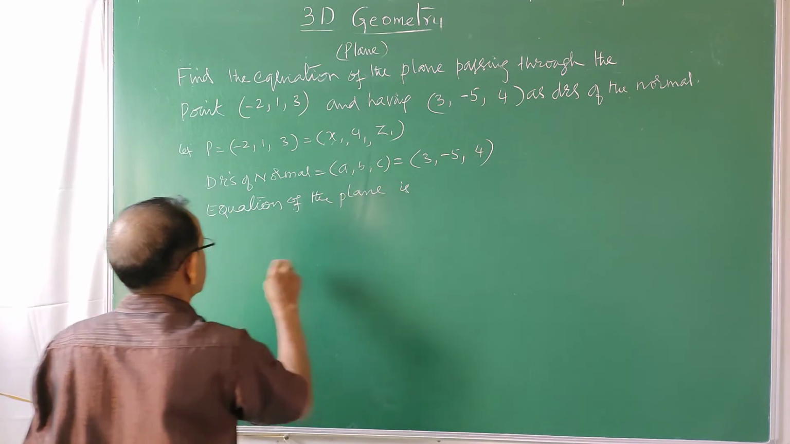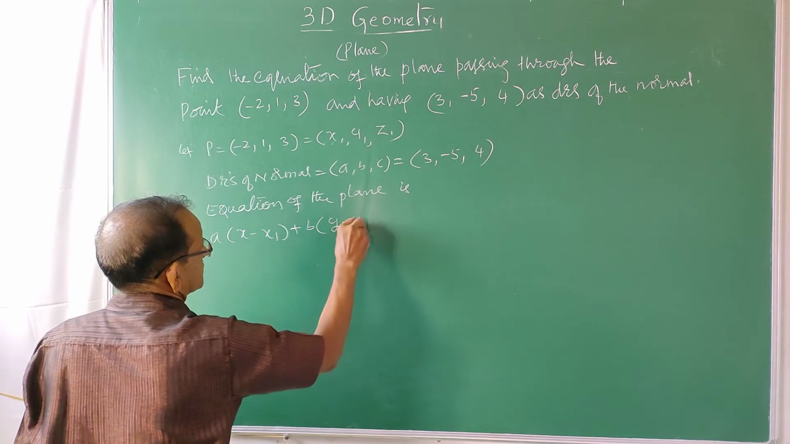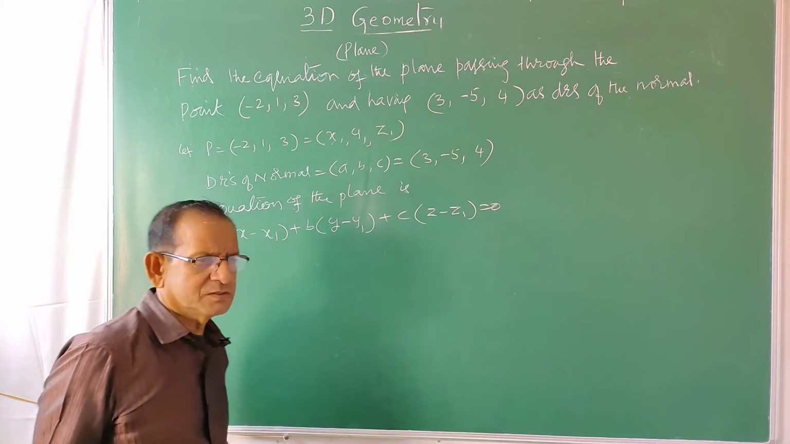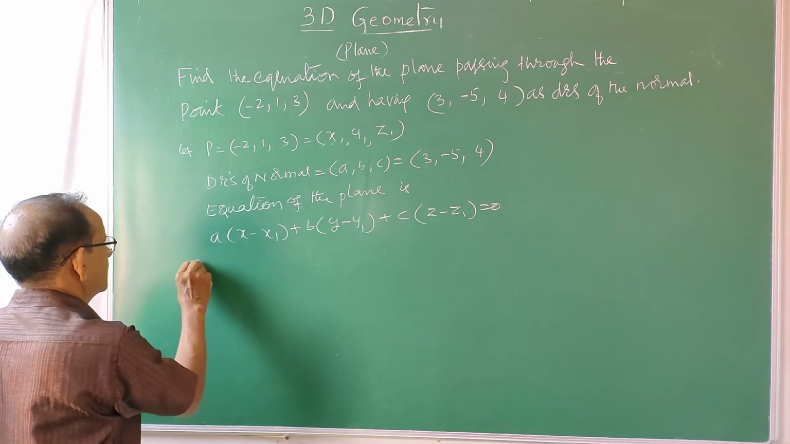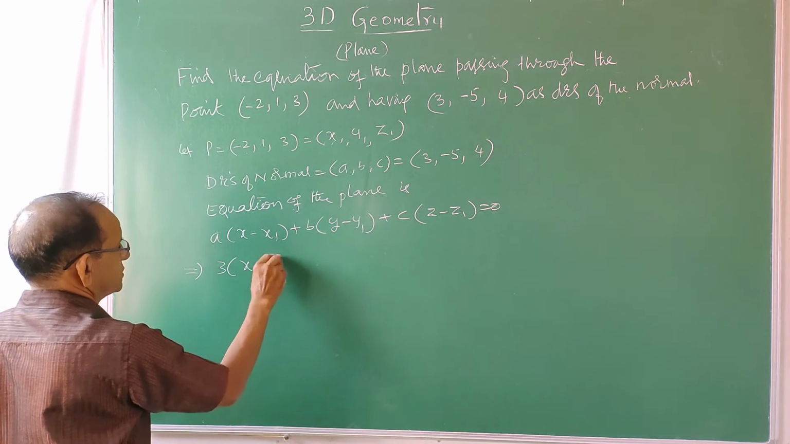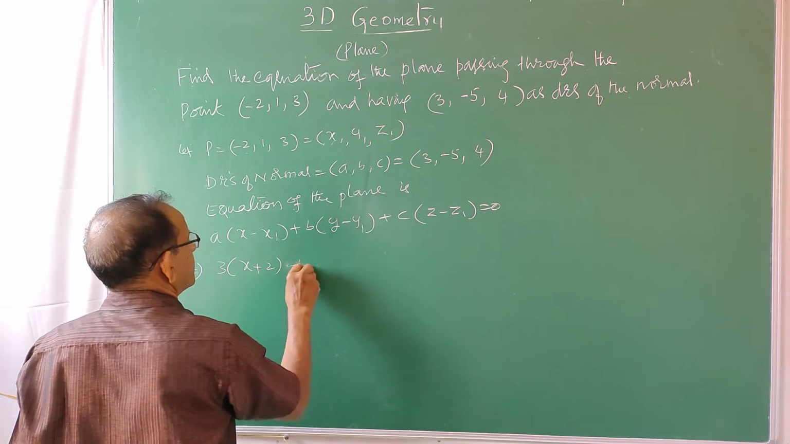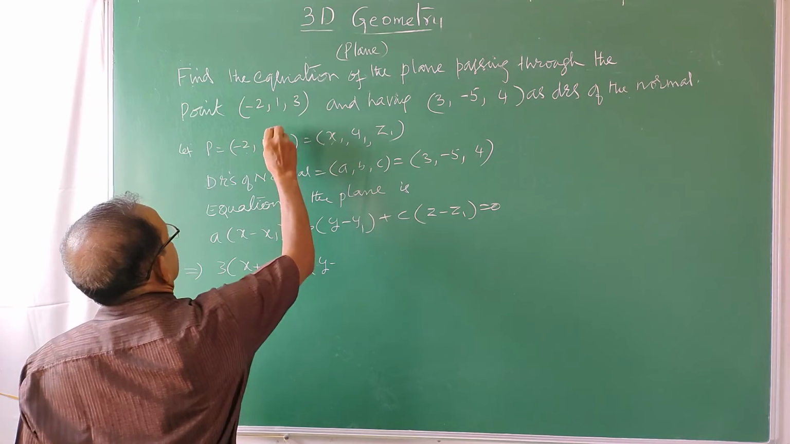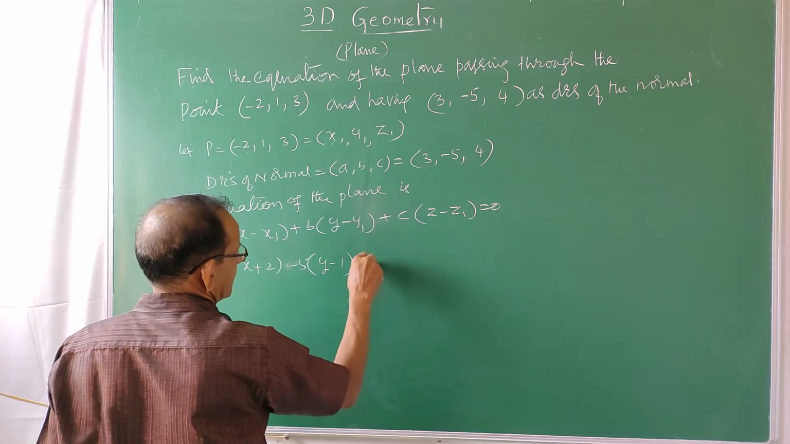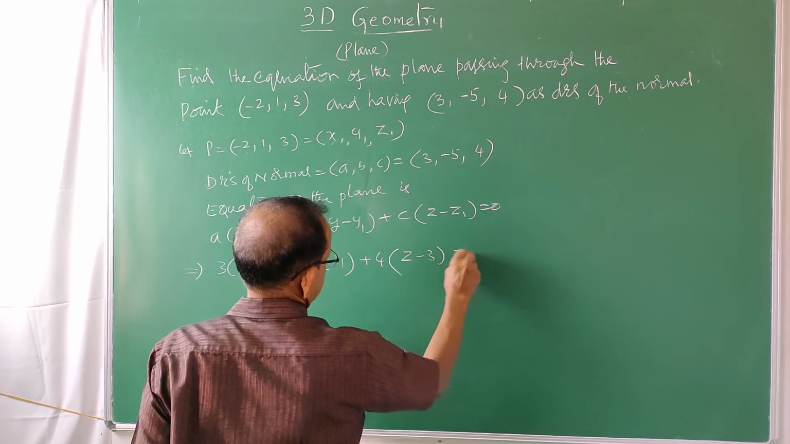is a(x - x1) + b(y - y1) + c(z - z1) = 0. That implies a is 3, x - x1 is x + 2, plus b, which is -5, so I have to write -5 into (y - y1), that is y - 1, plus c, which is 4, into (z - z1), that is z - 3, is equal to 0.